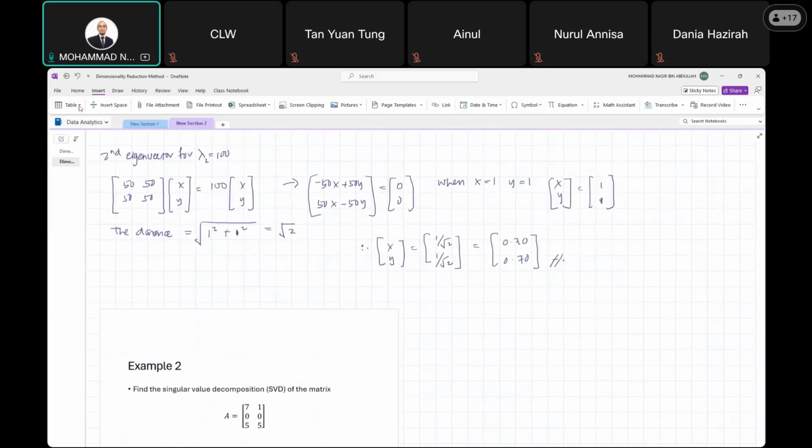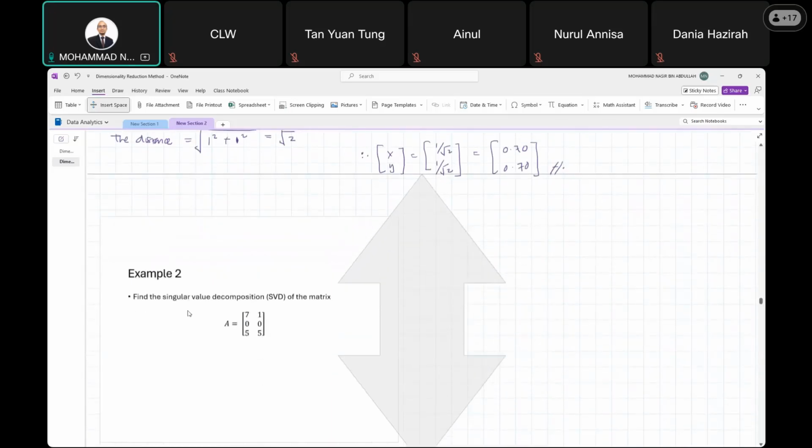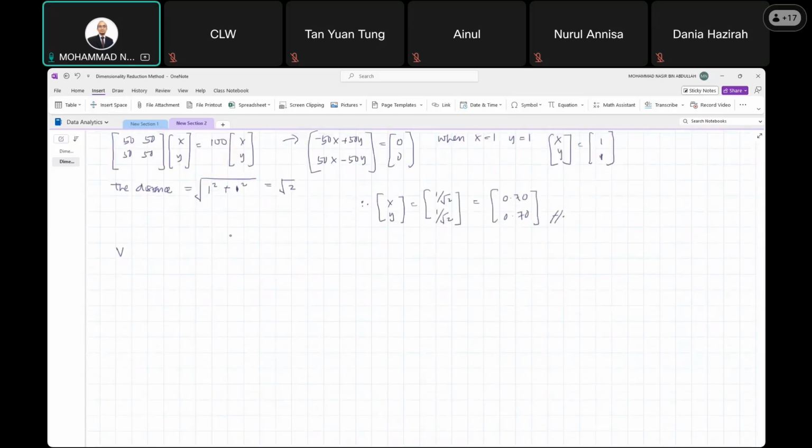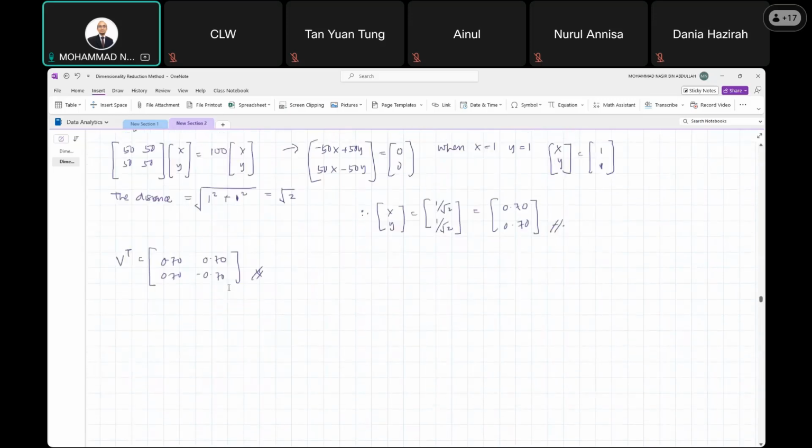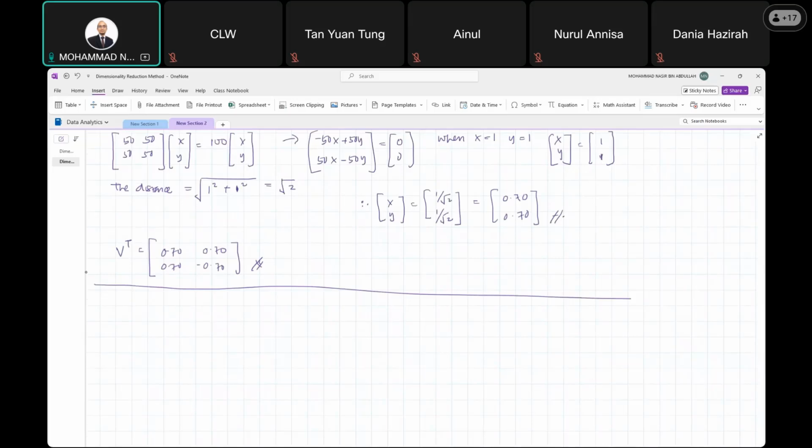Now we already have the second eigenvector. So we need to write down the value of V transpose. We need to sort based on the largest value first. So the first one is 0.70 and negative 0.70. So this is our second singular vector, which is the right singular vector. We sort these values based on the largest value first and the smallest value second. So we already have the U matrix and V transpose matrix.